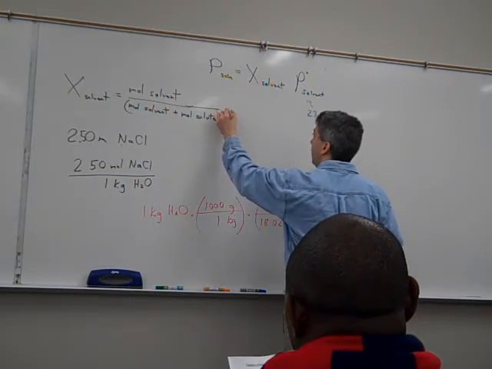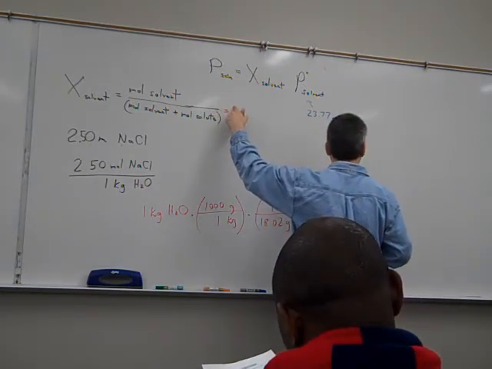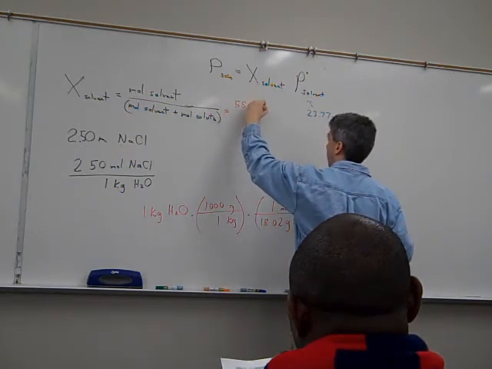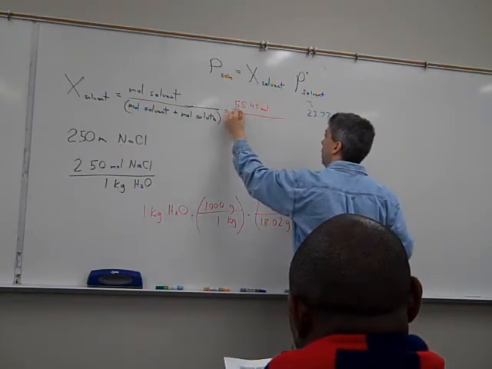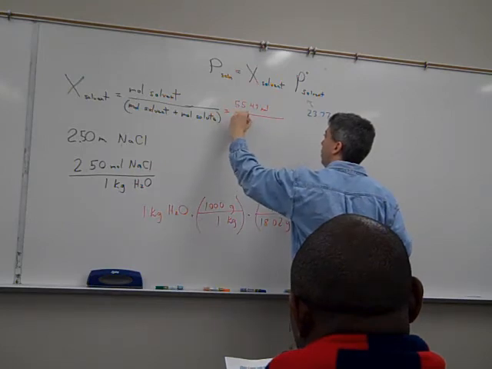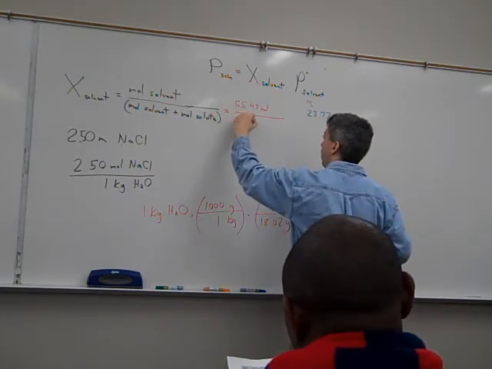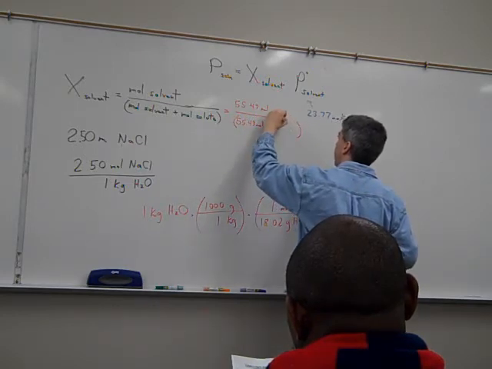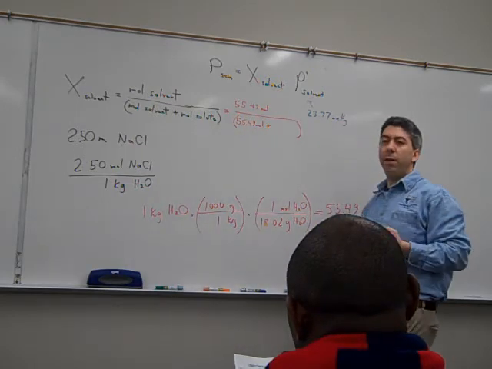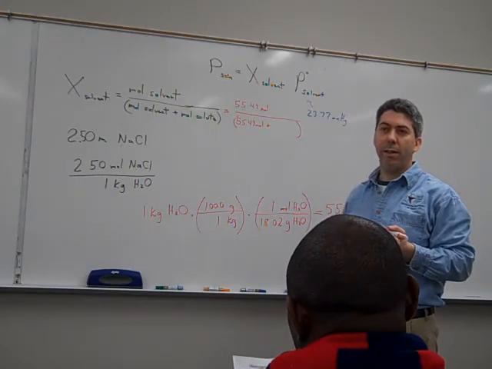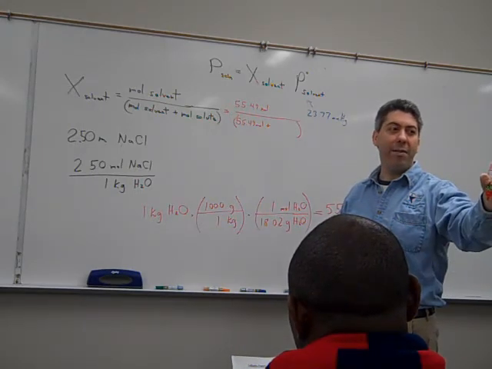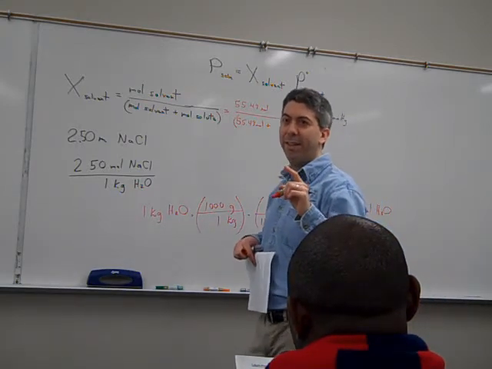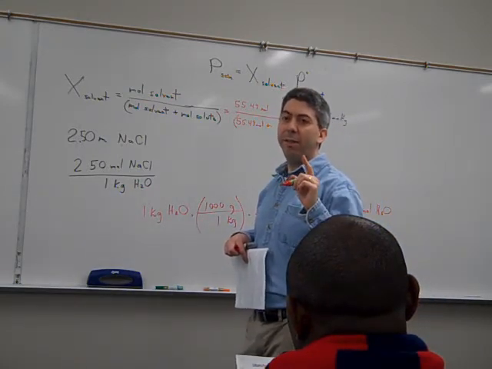I'll go ahead and plug that into here. The moles of the solvent, 55.49, over the moles of the solvent, 55.49, plus the moles of the solute. Now, how many moles of solute do I have? 5. Good catch. Not 2.5. 5 moles. Why is it 5?